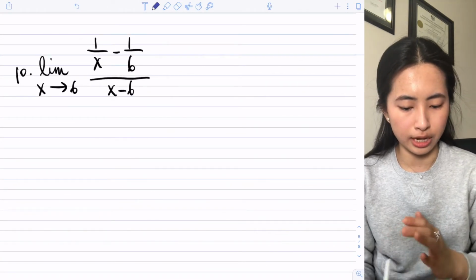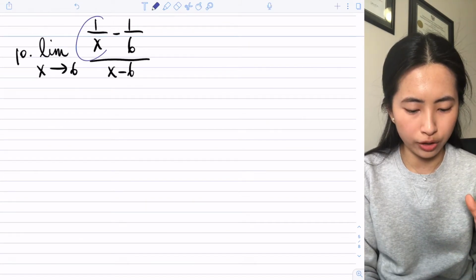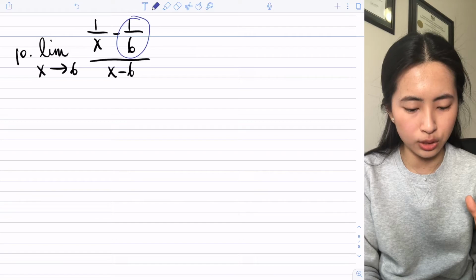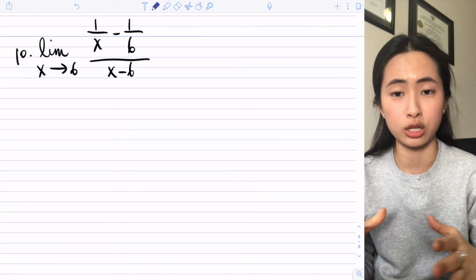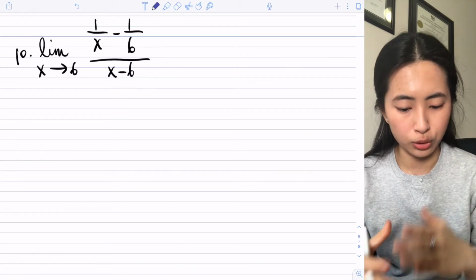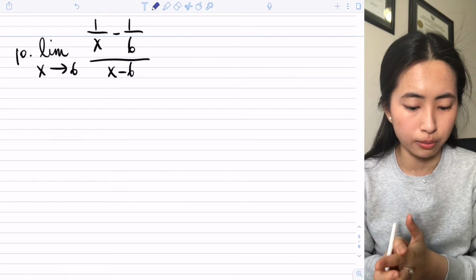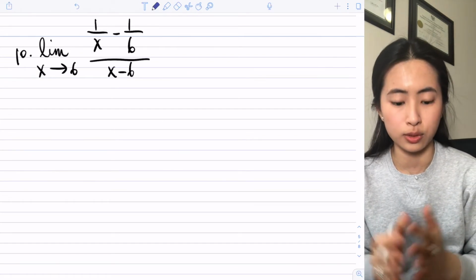Now moving on to number 10, as you notice, there's two terms again. So we have 1 over x minus 1 over 6. And as you recall, we actually had to combine the two terms together into a single fraction before we had to proceed and evaluate our limit. So in this case, the first thing you really have to do is combine 1 over x minus 1 over 6 into a single fraction.